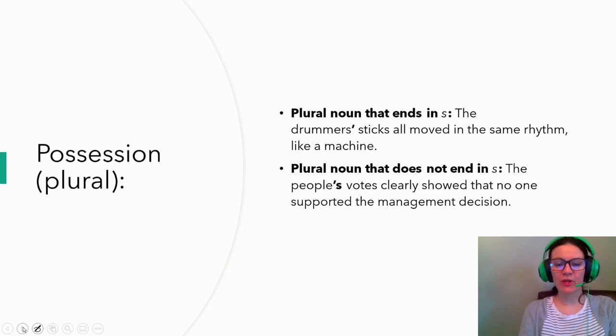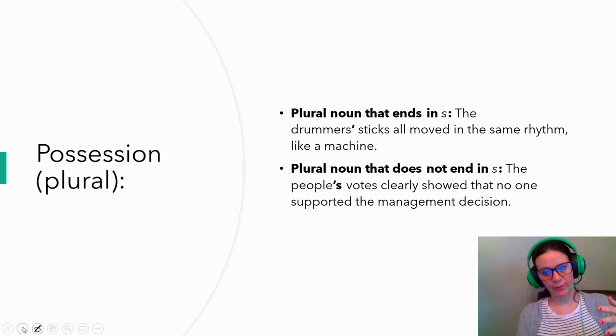Okay, possession plural. Plural nouns that already are ending in S. The drummers' sticks all moved in the same rhythm like a machine. So in this instance, we have a bunch of drummers and a bunch of their sticks, and they're all moving in the same rhythm like a machine.